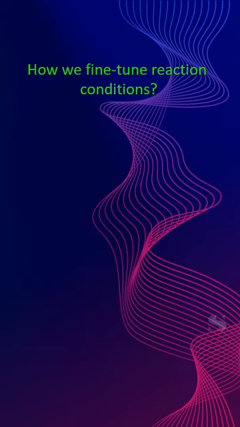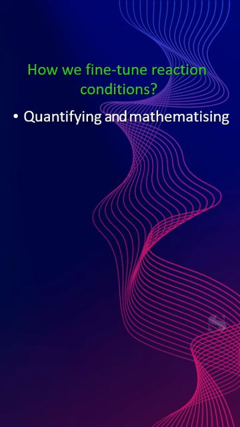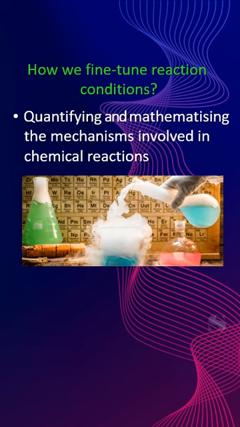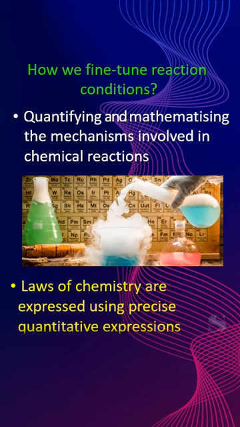How do we fine-tune reaction conditions? Fine-tuning reaction conditions involves quantifying and mathematizing the mechanisms that govern the interaction of compounds and elements in chemical reactions. Laws of chemistry are just as precise as the laws of physics and are expressed in quantitative expressions. The principles of chemistry are as rigorously defined as those of physics and are expressed using precise quantitative expressions.